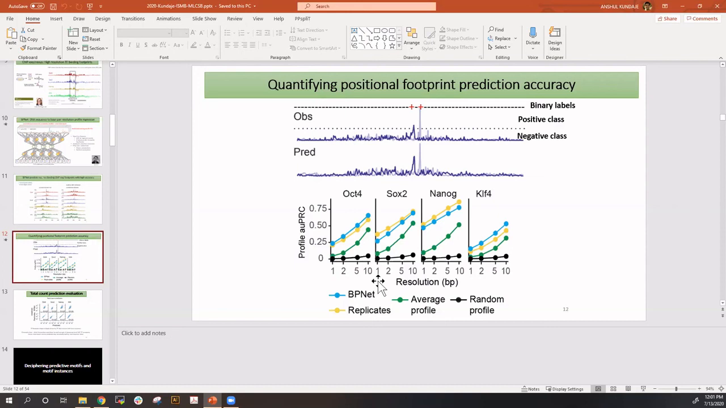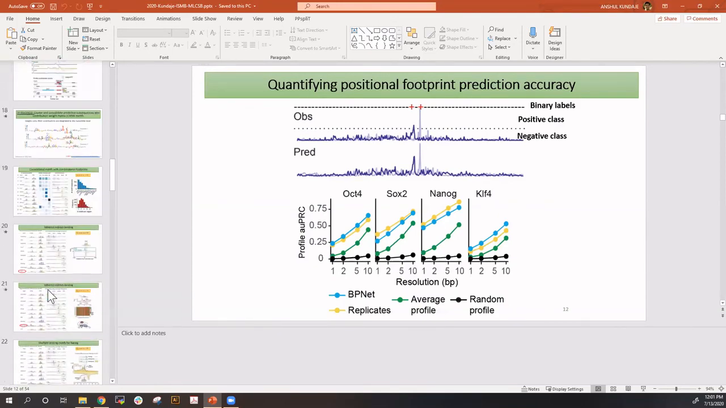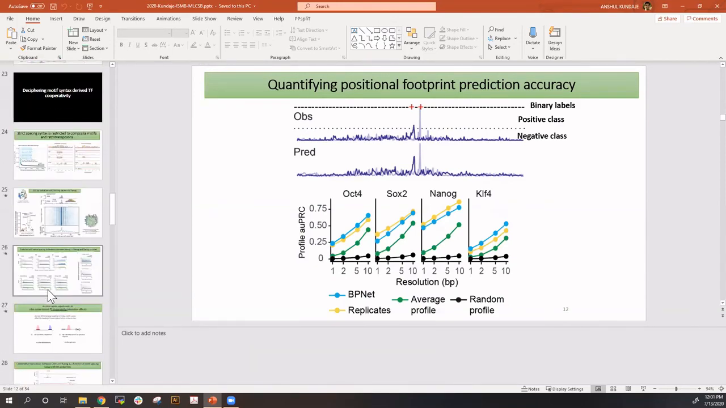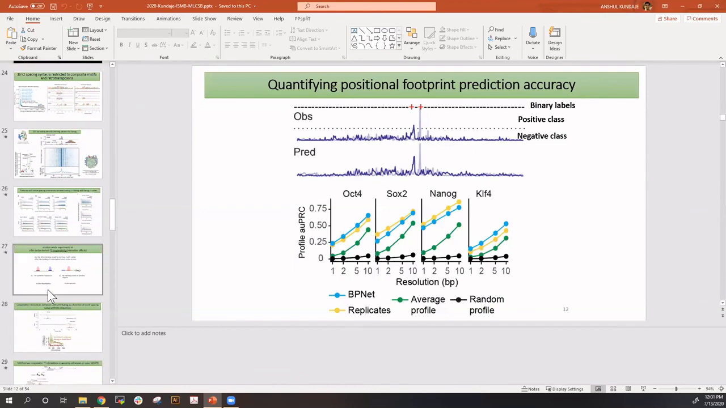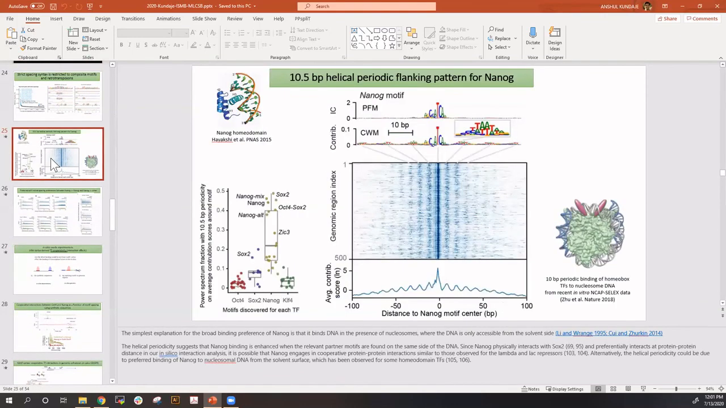Next question from Jan. This goes back to the 10.5 base pair pattern. Does this mean that the 10.5 base pair pattern appears only from the CWM because the information content has been encoded in the deeper layers of BPNet?